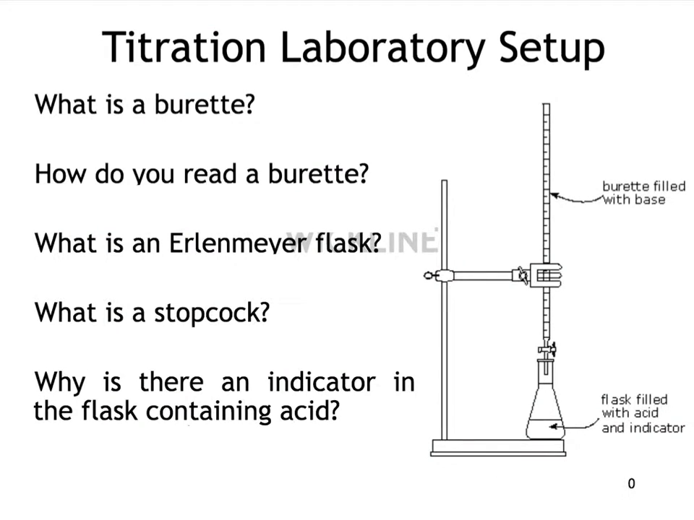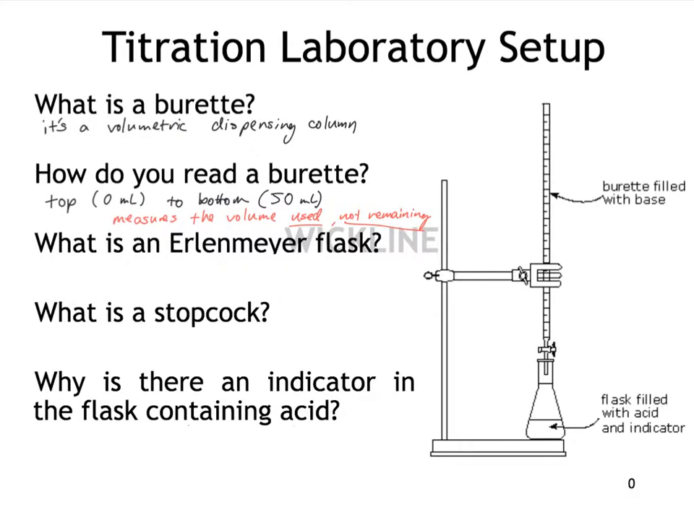Now the setup for this titration has some specialized vocabulary, so let me go through that with you. A burette is the large piece of glassware over to the right, and it's a volumetric dispensing column, and it is read sort of backwards or upside down. Basically, it tells you from the top that you've used 0, and at the bottom that you've used, let's say, 50. It'll be numbered from the top to the bottom in increasing numbers.